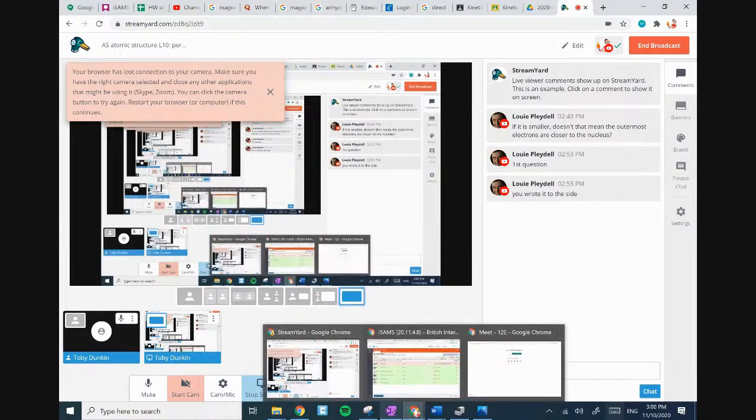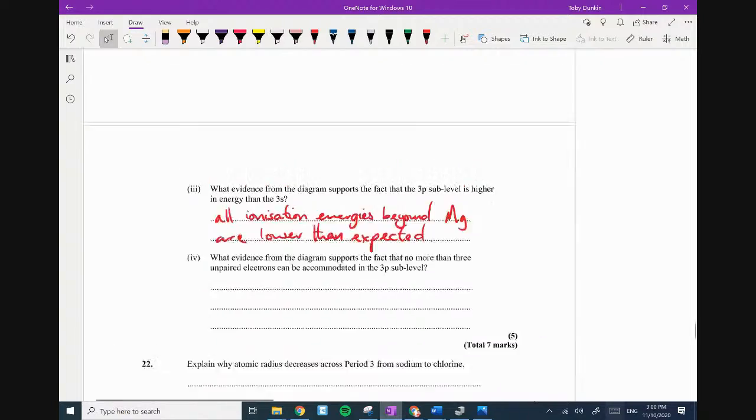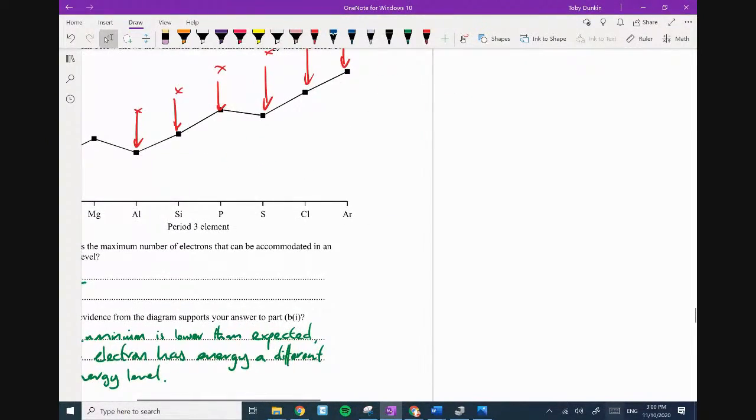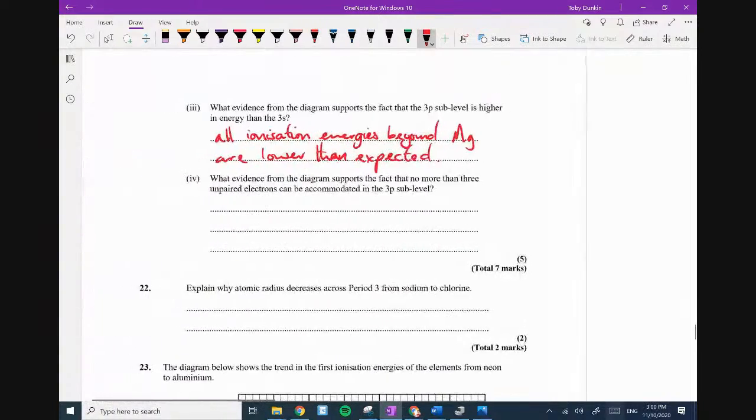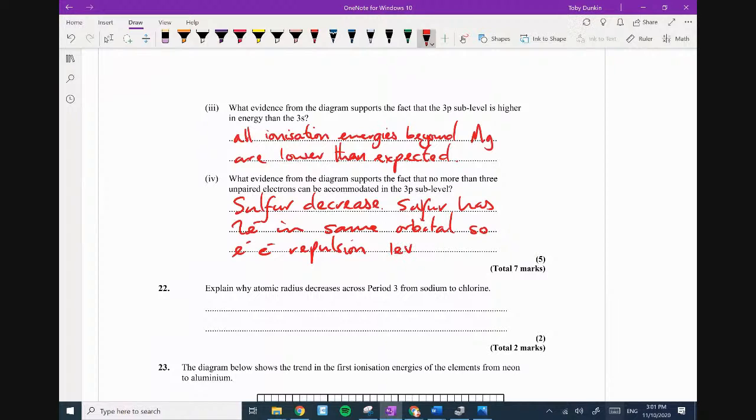Any more questions? No, Louis hasn't asked me anymore. What evidence from the diagram supports that there are no more than 3 unpaired electrons to accommodate? It's the dip, sulfur's decrease. And then I just want to say the same thing again. Sulfur, I want to see the mark scheme for that one as well. Sulfur has 2 electrons in same orbital, so electron repulsion, less energy to remove. That one's very interesting.